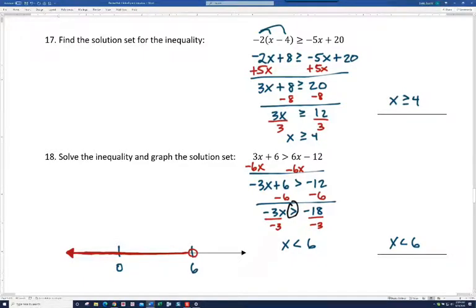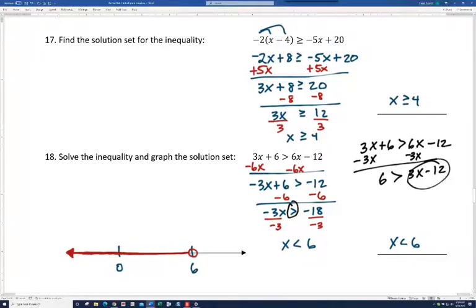Now I'm going to go ahead and solve this the other way, just so you can see, especially with inequalities, you got to be a little bit careful with this. So what if you said, hey, I want to subtract 3x on both sides? You get 6 is greater than 3x minus 12. Now I'm trying to get x by itself, so I got to focus on this side now.